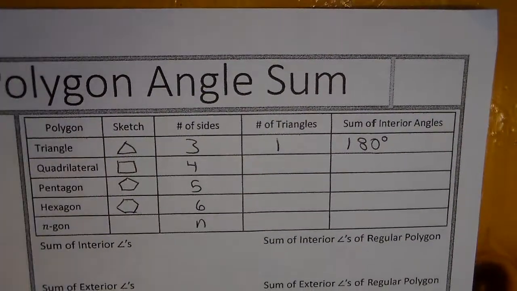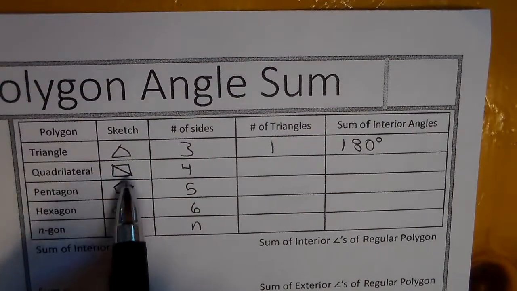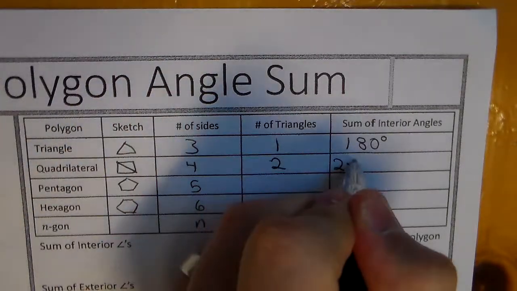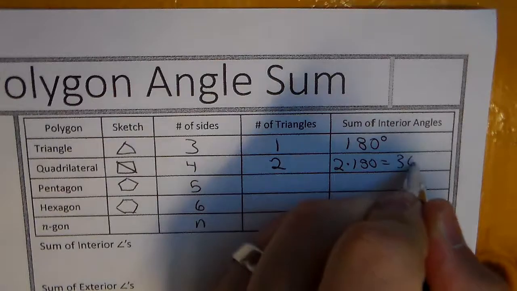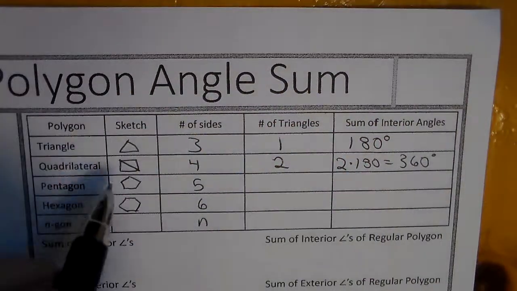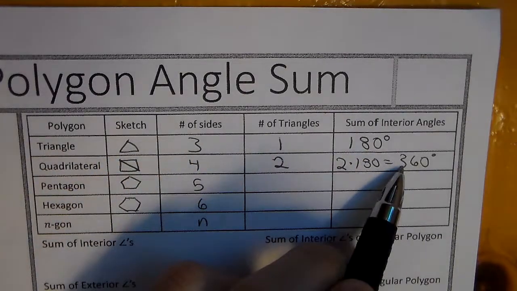So now let's think of a quadrilateral. If I drew one diagonal in a quadrilateral, it's going to have two triangles. And then we could say, well, 2 times 180 gives us a total of 360 degrees. So the sum of the interior angles of any quadrilateral will always be 360 degrees.